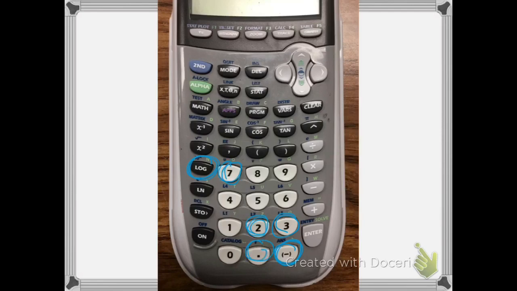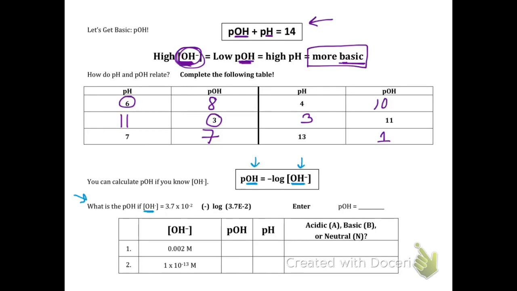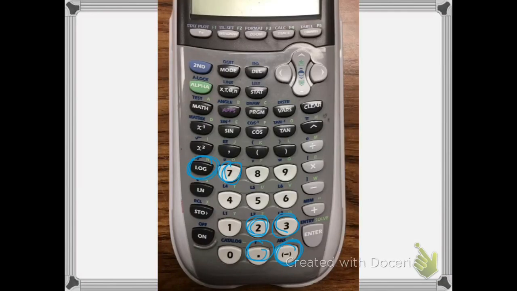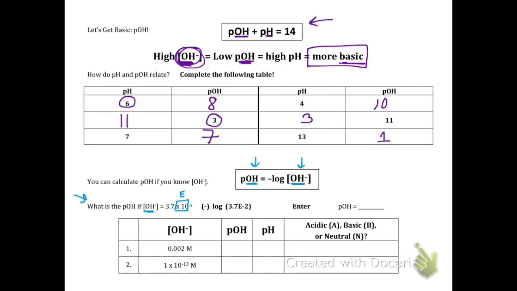3.7, okay? And then it has a little exponent here. Remember, this gets replaced with the letter E. So you're going to do E negative 2. How do you get to E? You do second, EE, and then do back to negative, and you're going to press 2 again. And then if you press enter, then you should get 1.43.